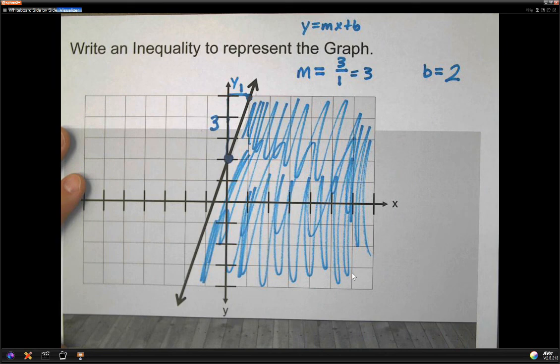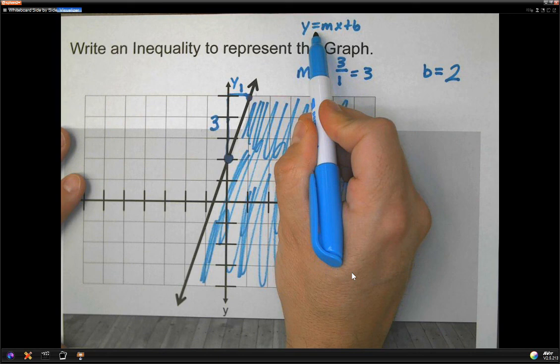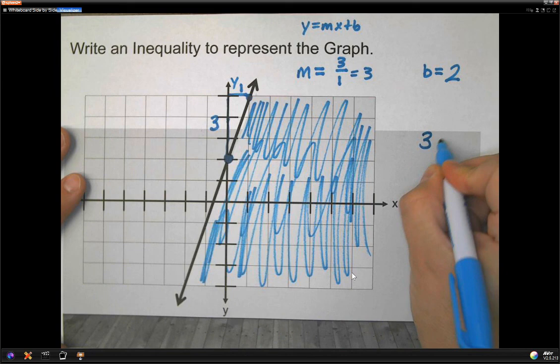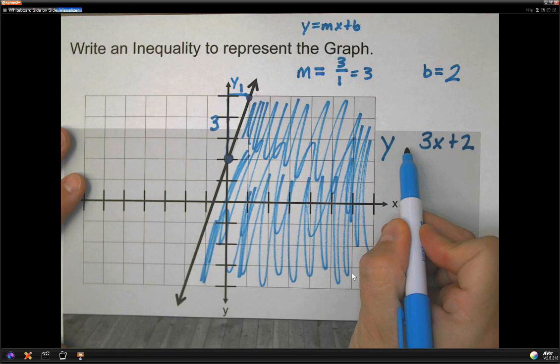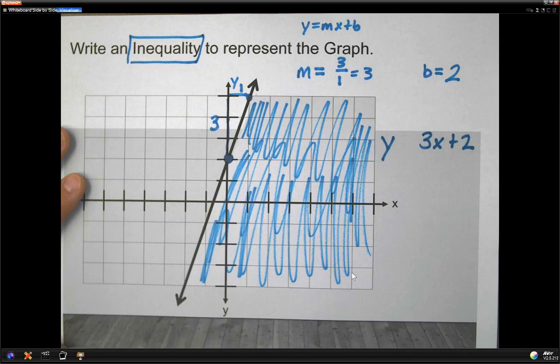Now, I am writing an inequality, so I can't just write an equal sign. So I have to determine that, because right now we have this part. We have the 3x plus 2. And we can't have an equal sign here, right? Normally it would be an equal sign, but we are writing an inequality, not an equation. So that determines now, okay, remember the shading and the line. That kind of helped me. It looks like it's shading below. And below was always a less than.